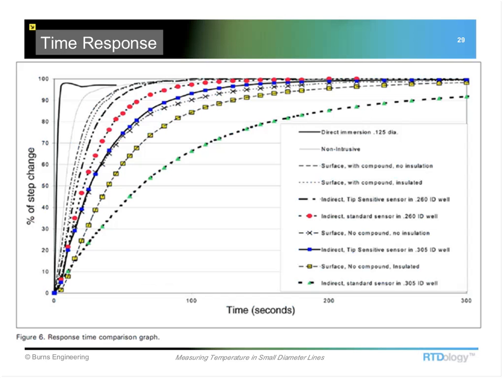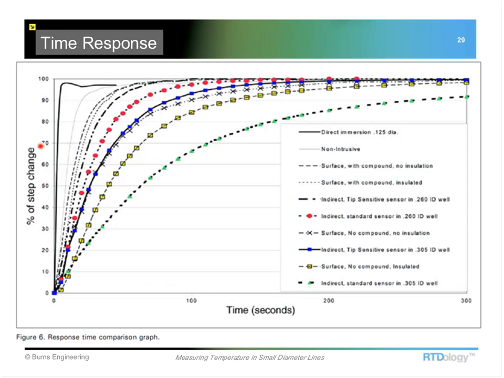I wanted to look again at time response and compare some of the different style probes. This graph is really hard to read, because there's a little too much information on here. But I just wanted to show a gross comparison between the different style sensors. Over here we have a direct immersion sensor, and here we can see our time response, which is expressed as a percentage of the step change in temperature.